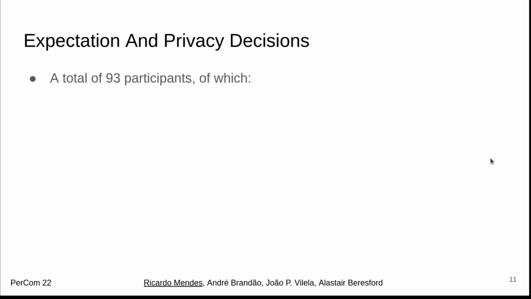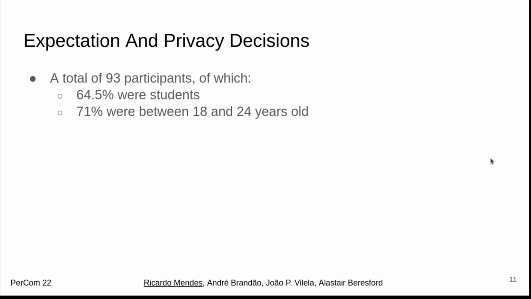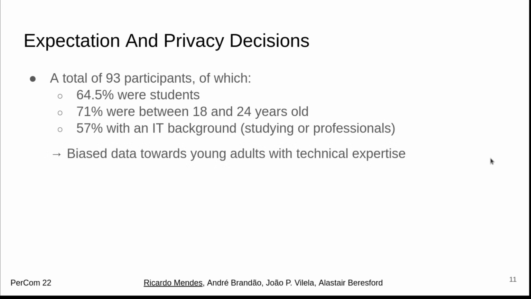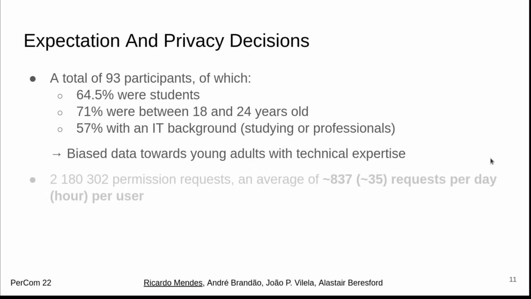We had a total of 93 participants, of which 64% were students, 71 were between 18 and 24 years old, and 57 had an IT background, so they were either studying or professionals in this area. Therefore our data is biased towards young adults with technical expertise. This is one of the limitations of our work and dataset.